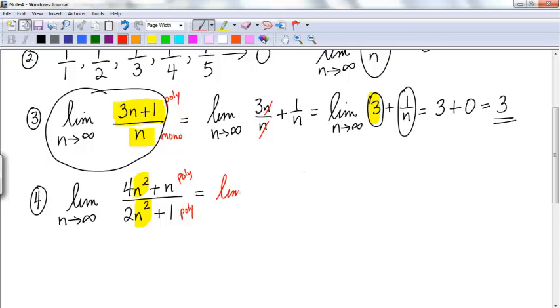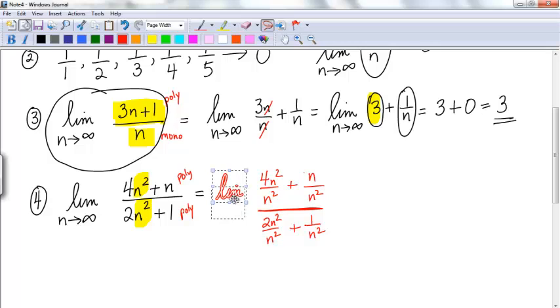So you'd have the limit of 4n squared over n squared plus n over n squared, and it's all over 2n squared over n squared plus 1 over n squared, as n goes to infinity. So on a polynomial, you take each term and divide by the highest degree. Notice I did not divide by the 2 in front. Now reduce it.